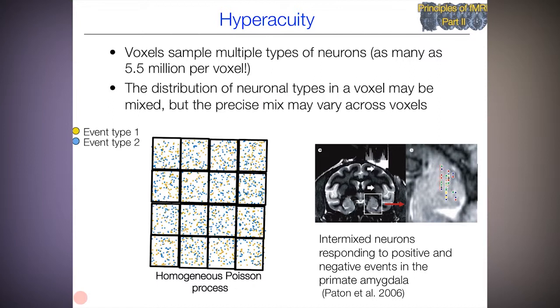Whether we can do this in any case is an empirical question. But this is an example that real neural structures are often organized like this. This is from Daniel Salzman's lab and Joe Paton, who looked at electrophysiological recordings in the amygdala in monkeys. What they see is intermixed neurons that respond to positive events and negative events, and the distribution doesn't seem to be clearly separable. So it looks a lot like the homogeneous Poisson process that I've diagrammed here, perhaps.